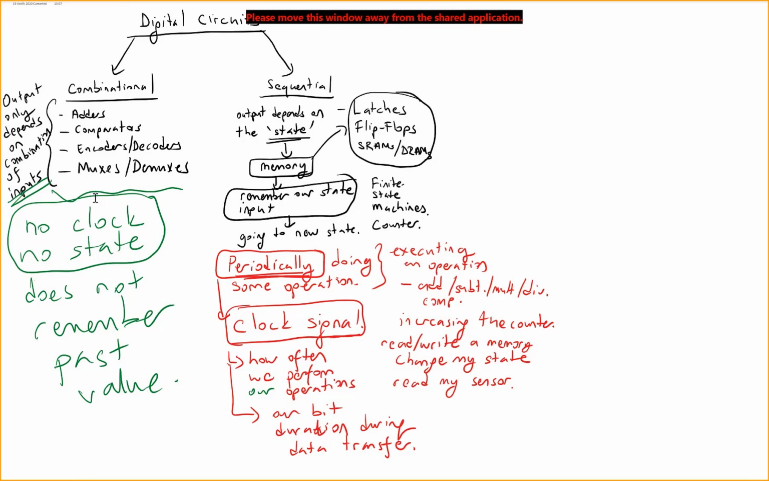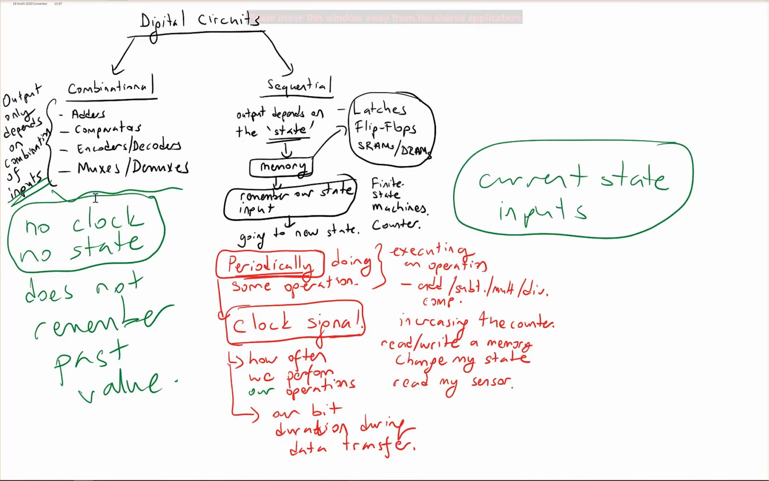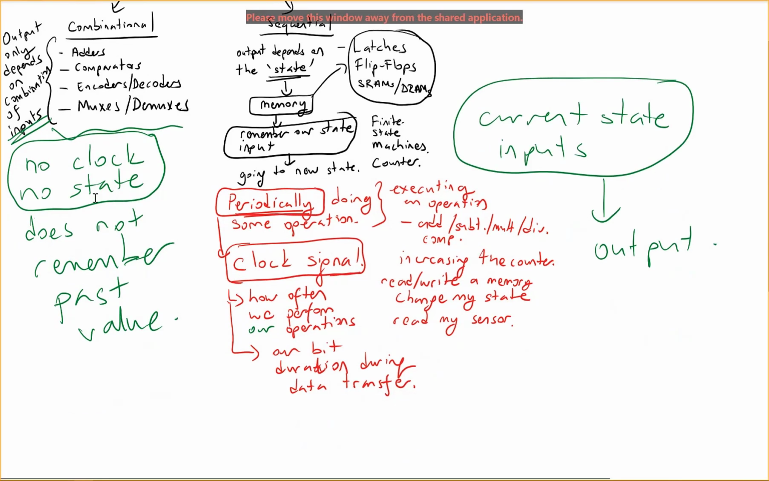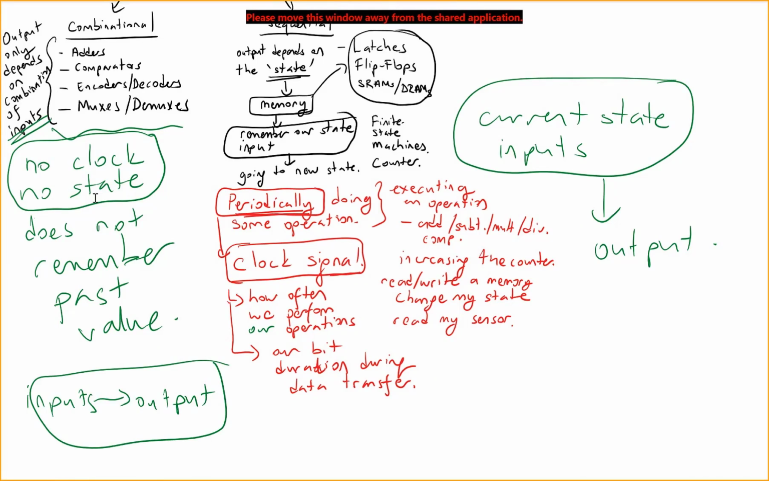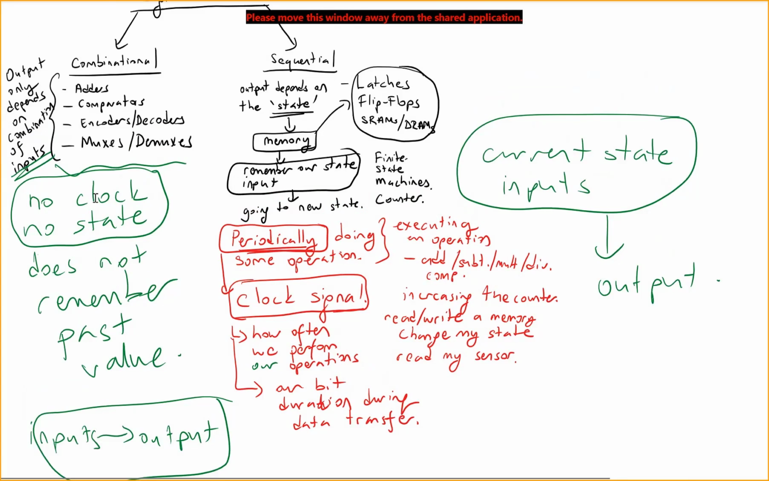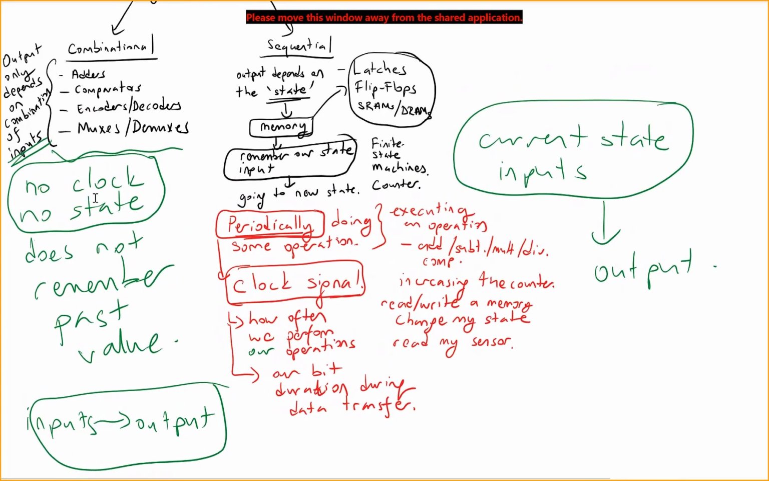Right? It needs to remember its current state so that it will estimate the next state. So the sequential circuit depends on both the current state and some inputs, and it will give me my output. But for the combinational circuits, I have some inputs and it will give me some output, right? So this is the major difference between combinational and sequential circuits.